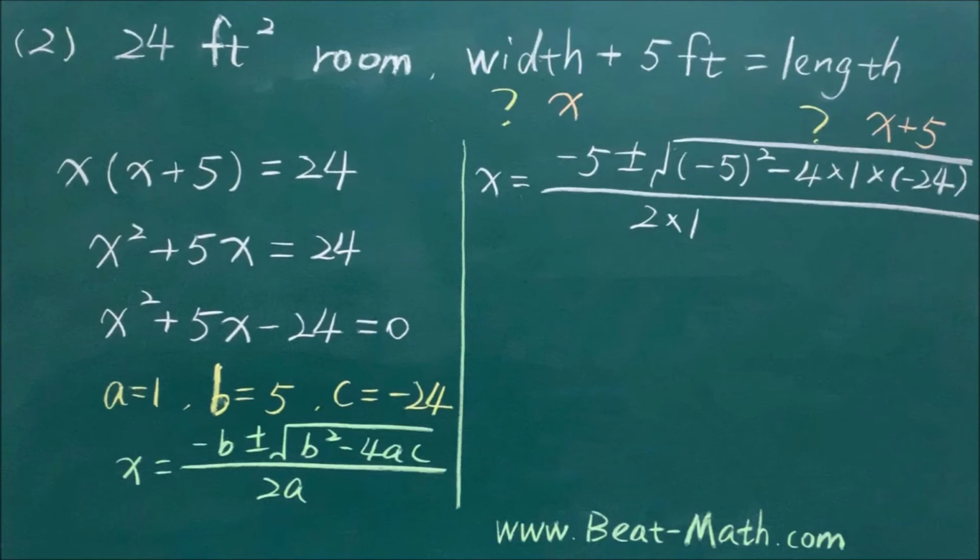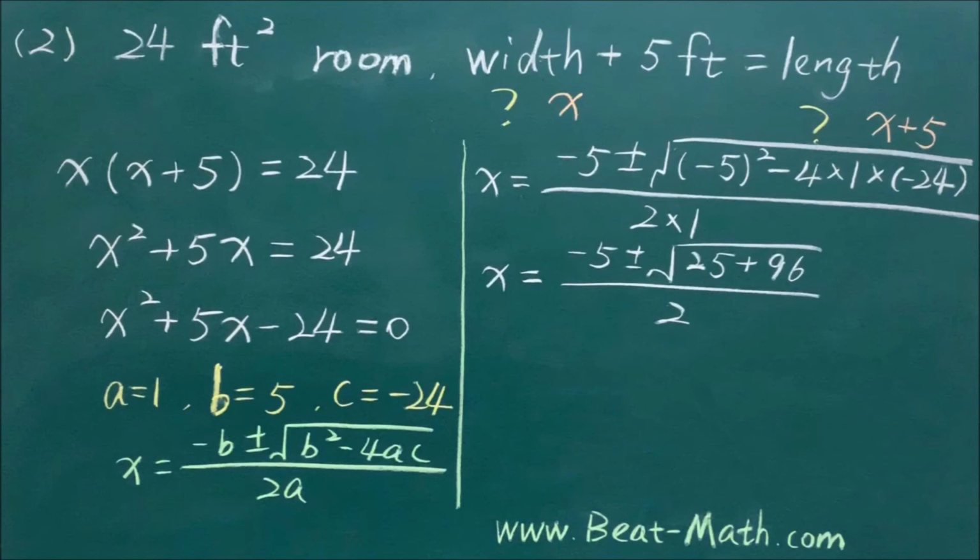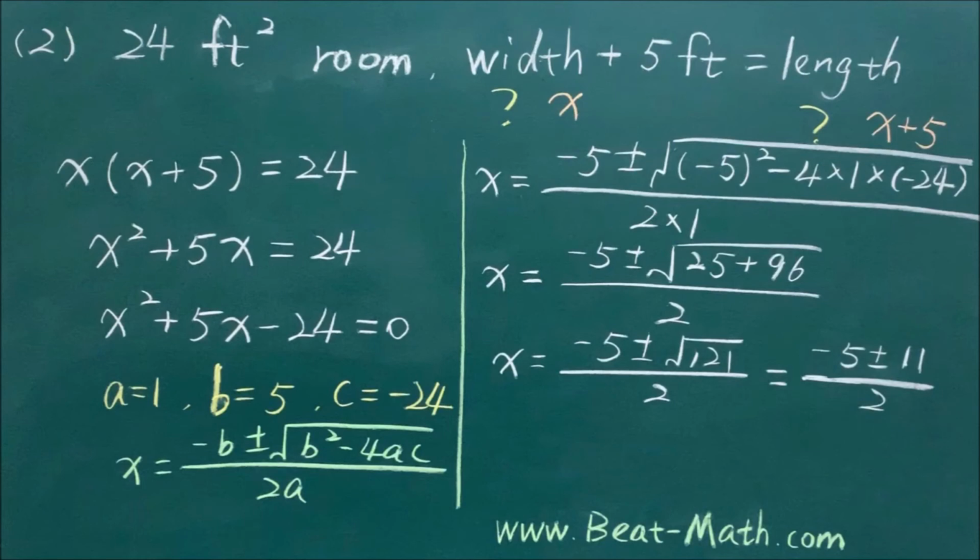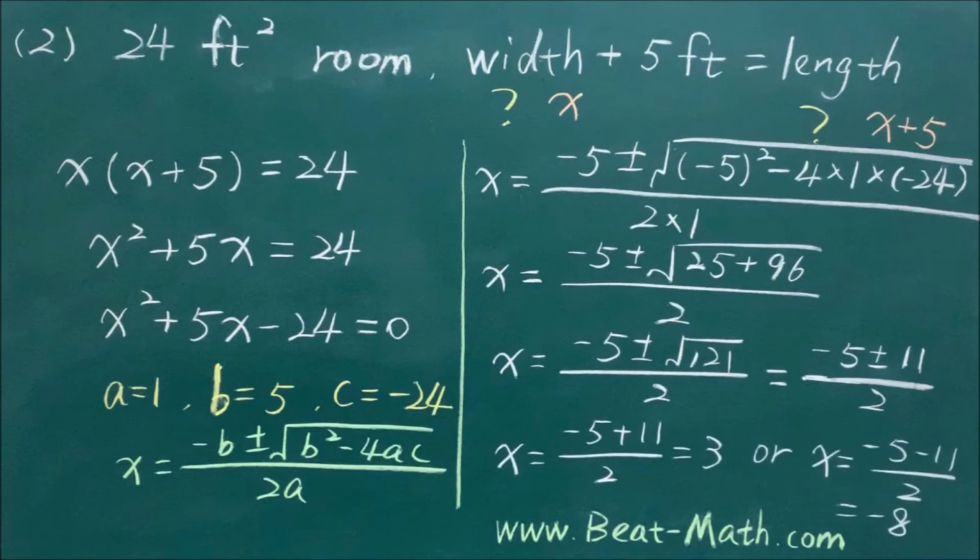This can be simplified into x equals negative 5 plus or minus the square root of 25 plus 96, divided by 2. Then x equals negative 5 plus or minus the square root of 121, divided by 2. 121 is the square of 11, so we get x equals negative 5 plus or minus 11, divided by 2. x equals 3, or x equals negative 8. x must be positive, so x can only be 3.